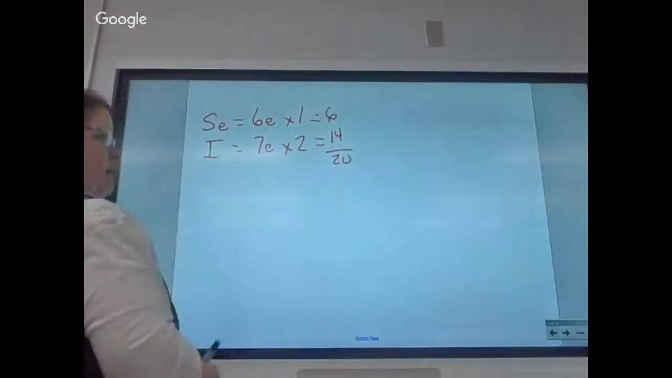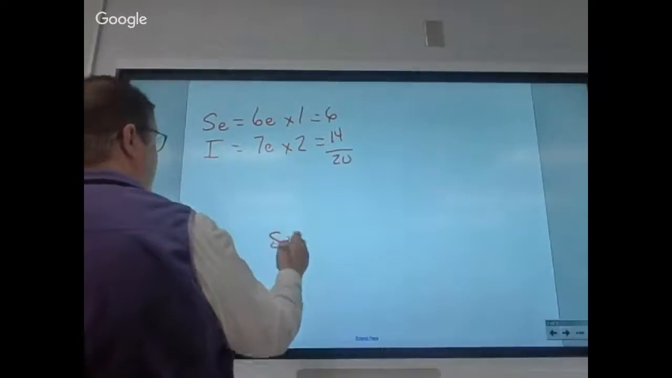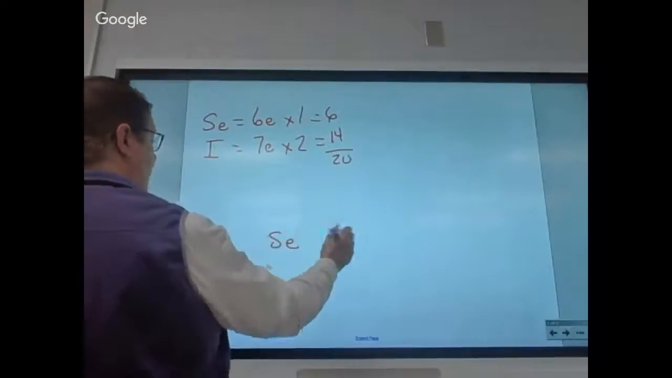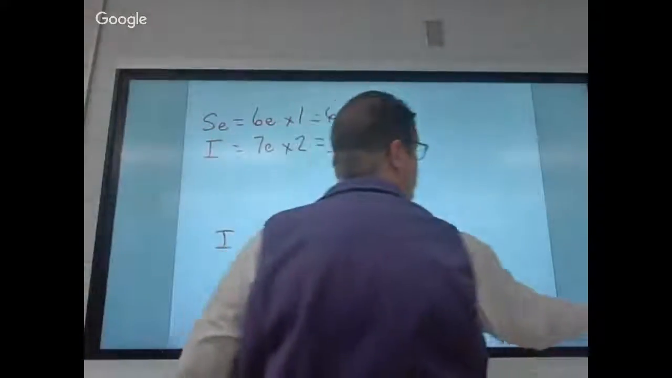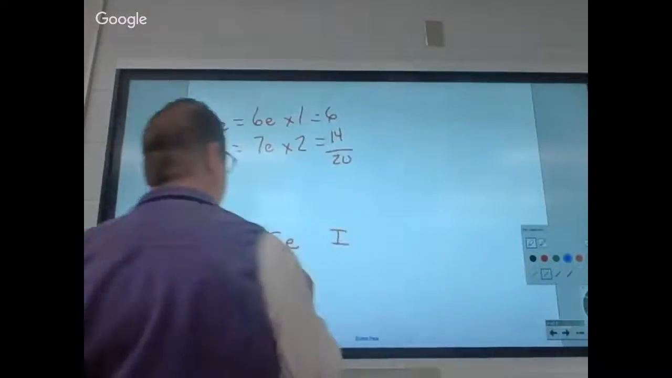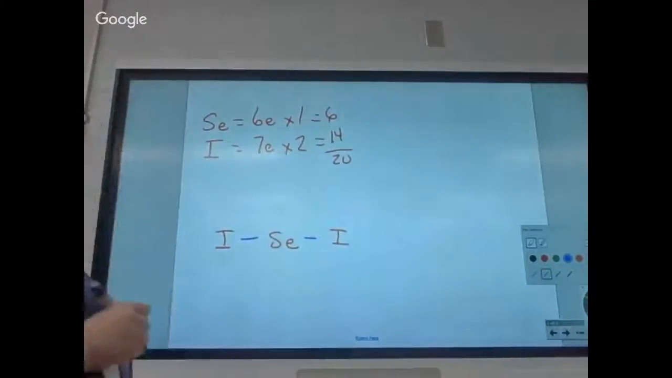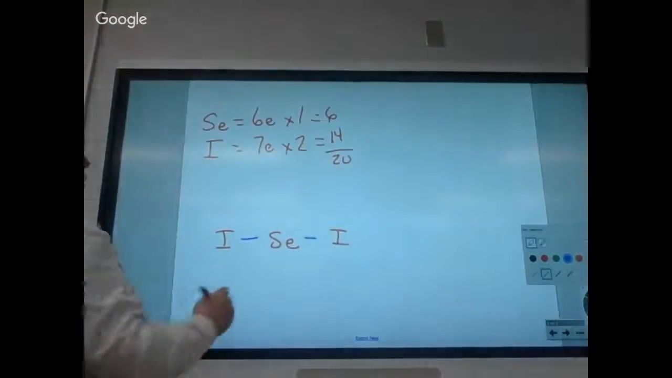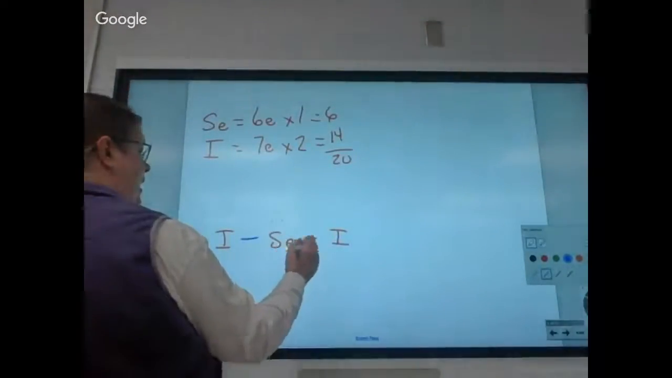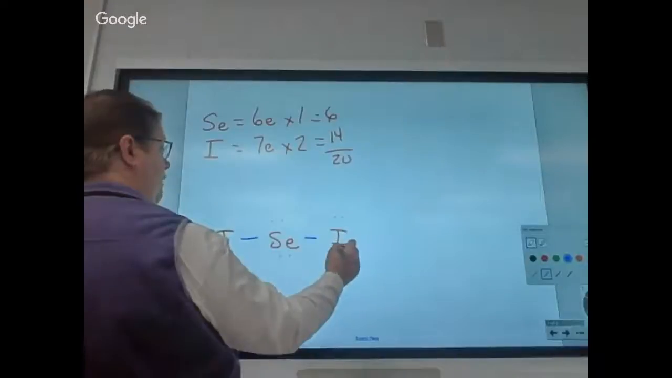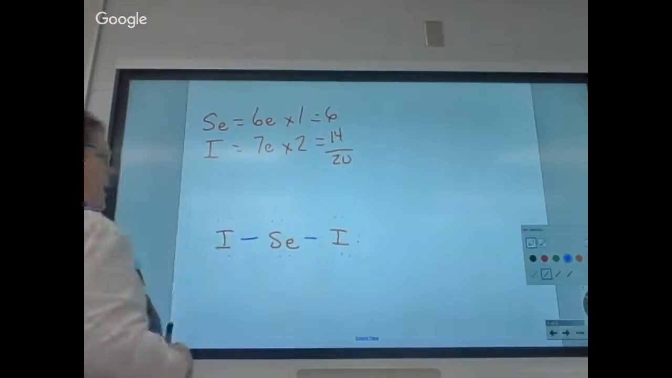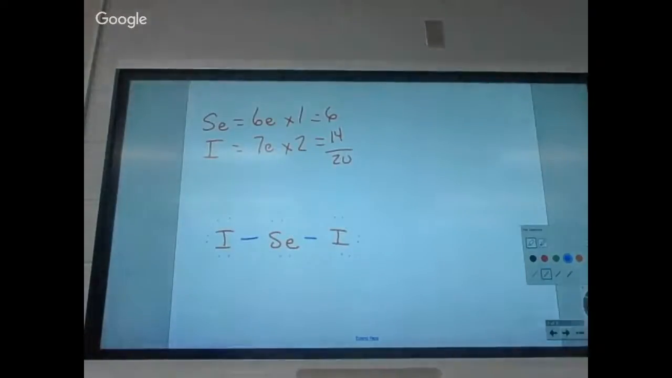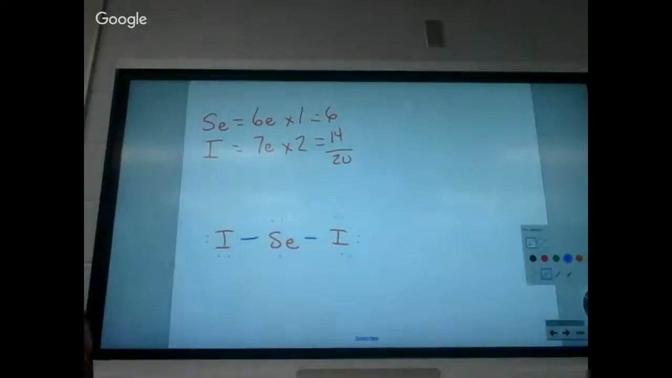Who's the central atom? Se. There are 2 I's, so I draw 2 I's. And I need 20 electrons, right? So 20 electrons. 2, 4. I'm not starting with any double bonds. 2, 4, 6, 8, 10, 12, 14, 16, 18, 20. Now, it has 2 electrons on Se.